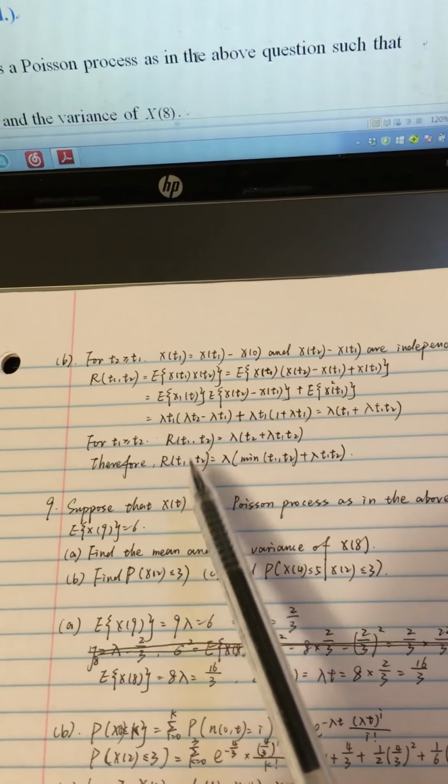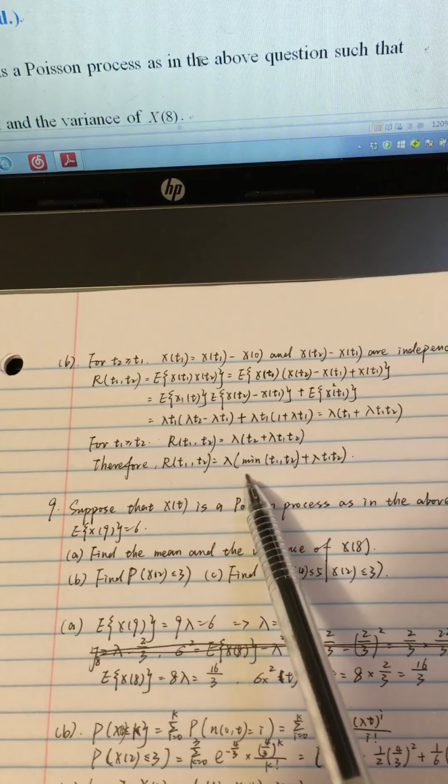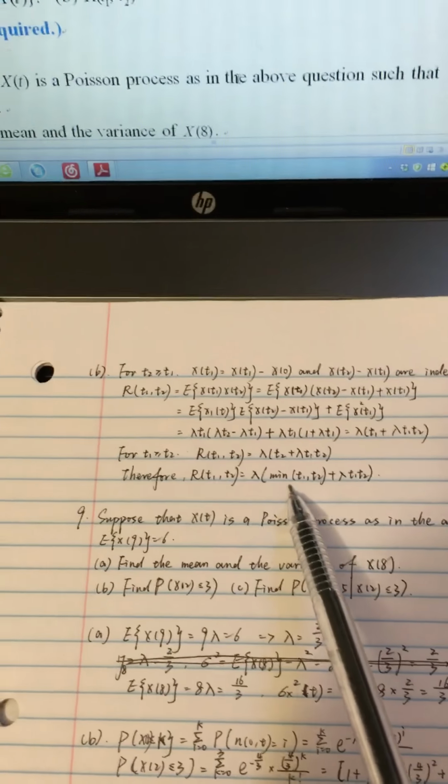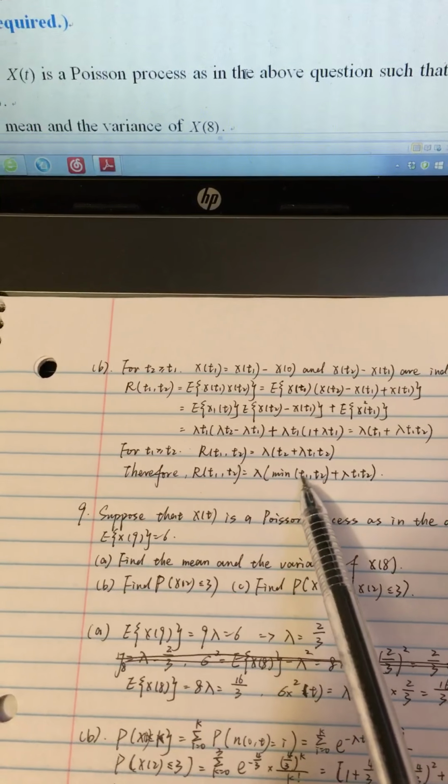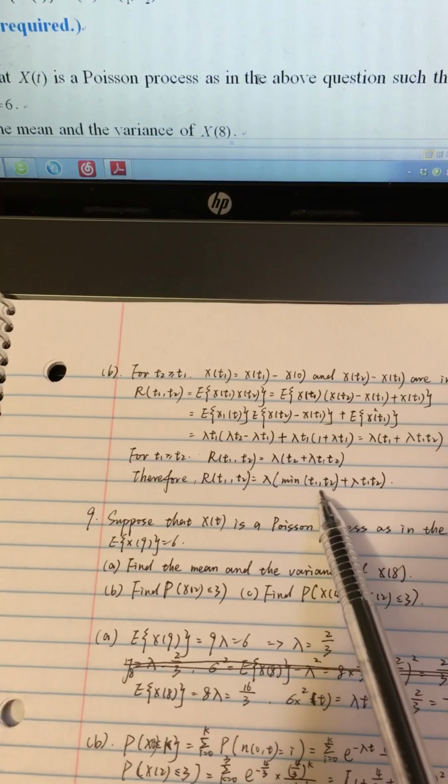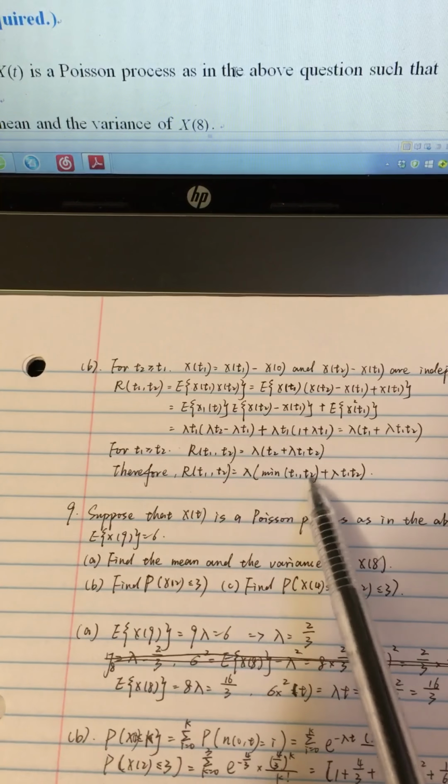So therefore, R_X(t1, t2) equals lambda times the minimum value of t1 and t2 plus lambda squared t1 t2.